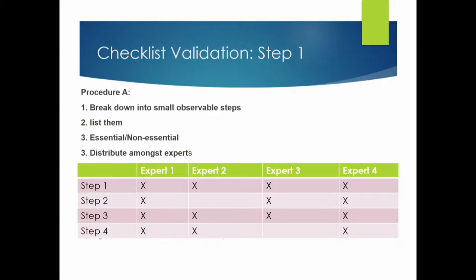There are validated checklists out there for multiple procedures already, so you don't have to do this. But if for some reason you're doing it for a new procedure, or there isn't one for lateral canthotomies, then you may have to do this. This can be done over the internet, through email, through SurveyMonkey. It does not have to be done over 5 hours in a conference. So just so you're aware of that.